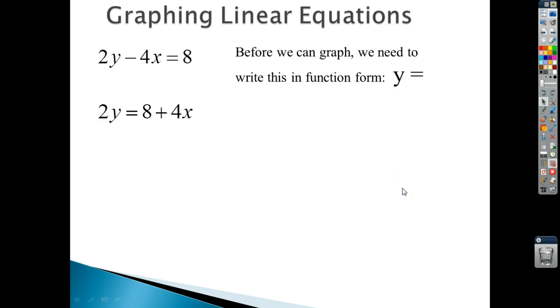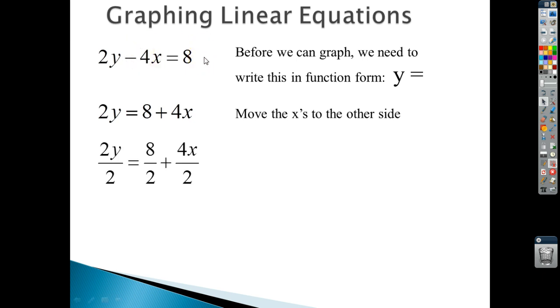So first thing I'm going to do is add 4x to both sides. I get 2y is equal to 8 plus 4x. Then I'm going to divide everything by 2. Yeah, I moved the x's. That's another way, right? This is a -4x. Another way you can look at it is move it over here, it becomes +4x. Then I divide everything by 2, and I get y is equal to 2x plus 4.